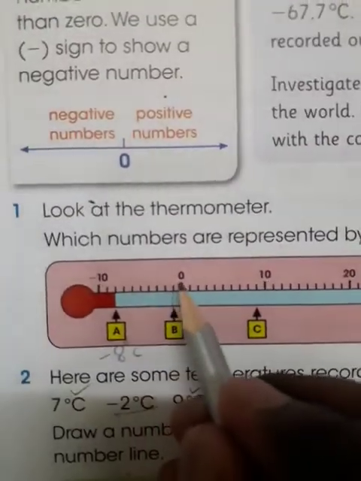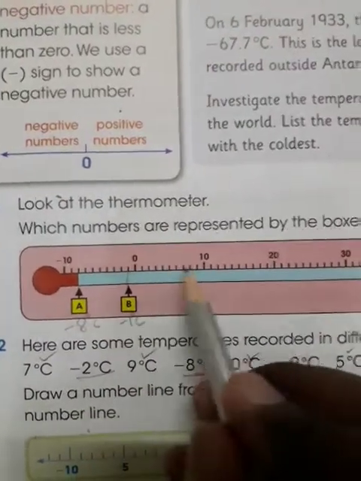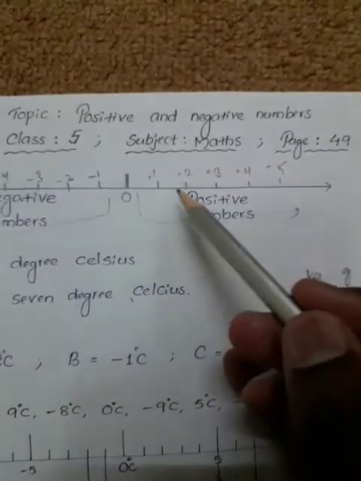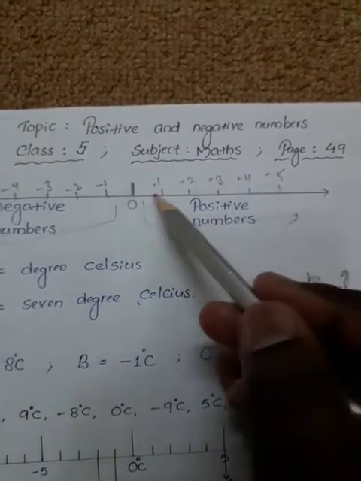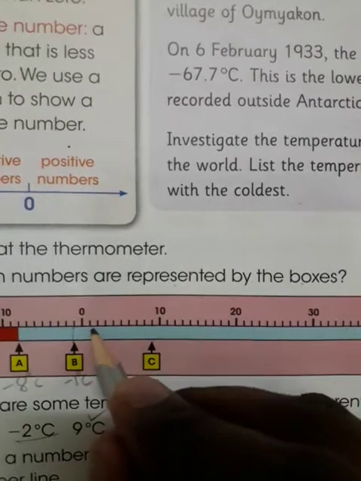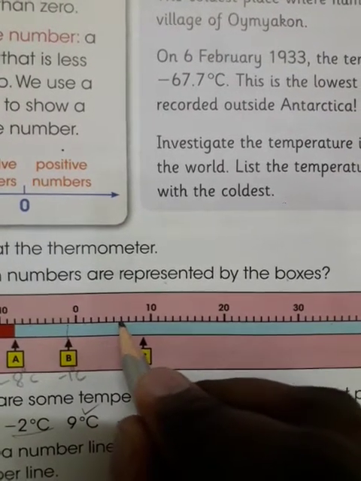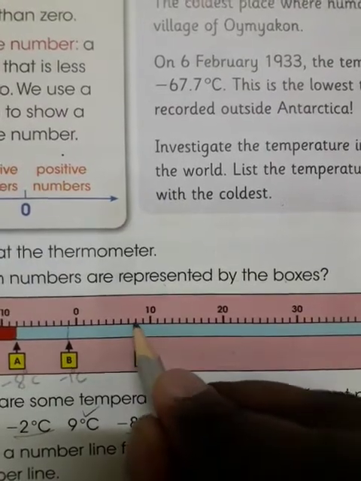Similarly, this is before 0 exactly. So before 0 is what? -1 degree Celsius. I wrote here B is -1 degree. Now this arrow is after the 0. After the 0 means, as I already explained in the number line, right side of the 0 is positive numbers. So this is positive. So 1, 2, 3, 4, 5, 6, 7, 8 and 9. So this is 9 degrees Celsius.